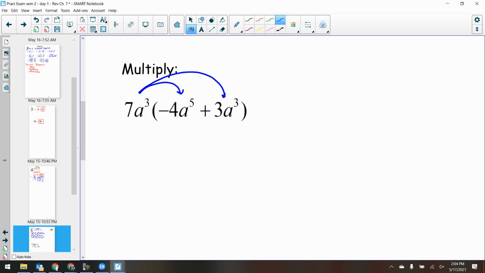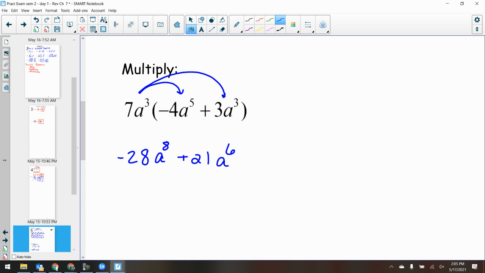So we take the numbers, multiply them together. 7 times negative 4 is a negative 28. A to the what? 15. Remember, multiplying bases means you add exponents. It's when you raise a power to a power, that's when you multiply the exponents. And then we get 7 times 3 is 21. Give it a second shot. A to the what? 6. There we go. You're clever.